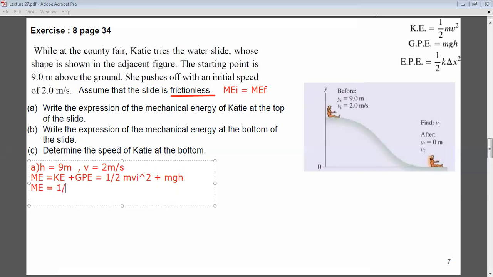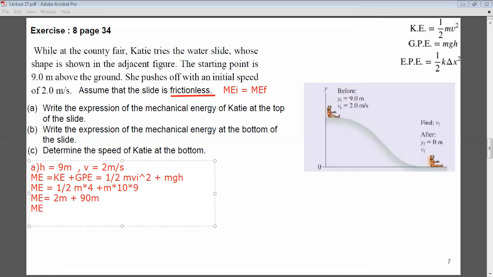Yes, we can. So this is half m. I don't have it, so I keep m. The v initial is 2, so squared it's 4, plus m. I don't have it, times 10, which is g, times 9, which is the altitude. Okay, so I get mechanical energy is equal to half times 4 is 2, so 2m plus 90m.